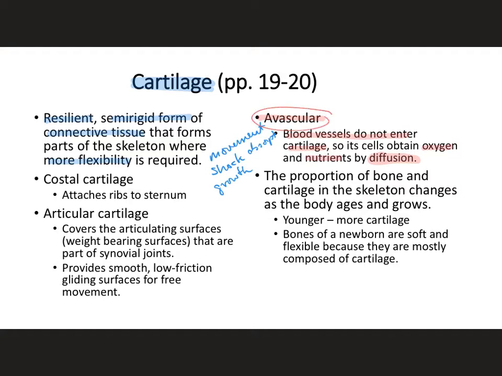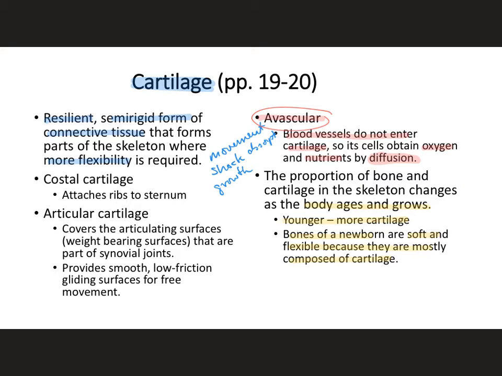Now, the proportion of bone to cartilage changes as we grow older. So as the body ages and changes and grows, as you're younger, you have a lot more cartilage. Bones of newborns are very soft and very flexible because they're mostly cartilage. As you age, you're going to replace a lot of this cartilage with bone, and you may even wear some of it down. So like cartilage in the ribs can harden and you can lose joint surface cartilage. So we're going to look at those.